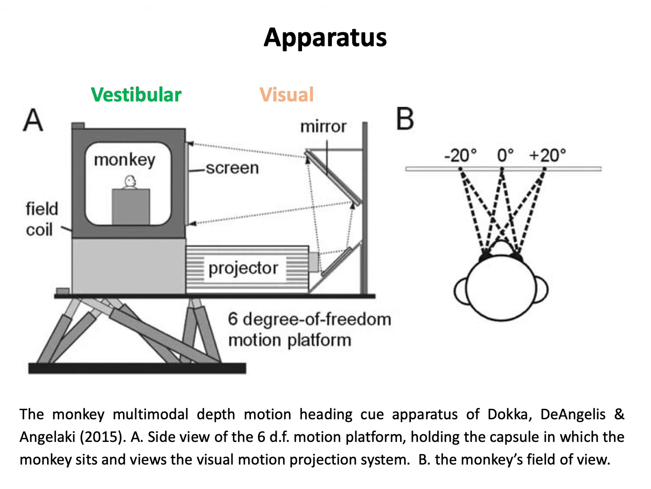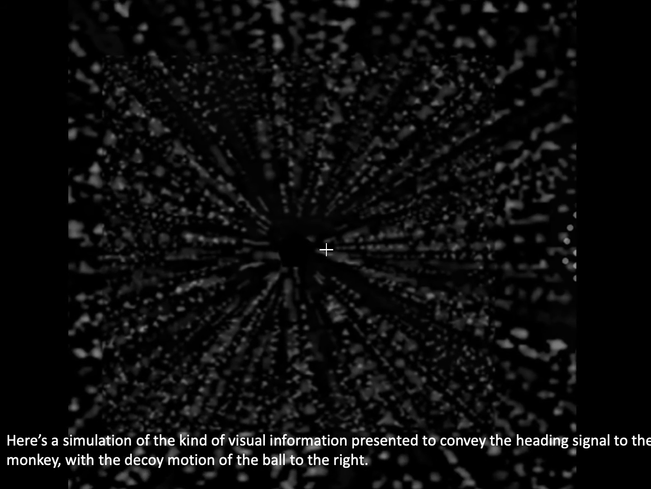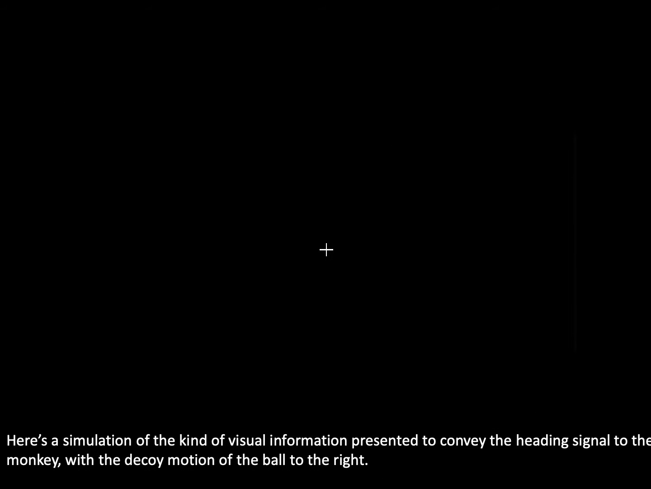Now, in the study under consideration, the monkeys were housed in an elaborate apparatus consisting of a capsule with a 6 degree of freedom motion capability to produce the vestibular heading signals, together with back projection of the visual motion information for the 40-degree flow field and the decoy motion of the ball. So here's a simulation of the kind of visual information presented to convey the heading signal to the monkey, with the decoy motion of the ball to the right. I'll play that again to give you a second look.